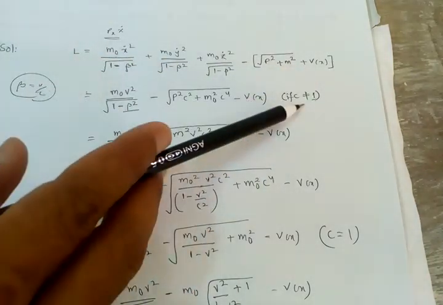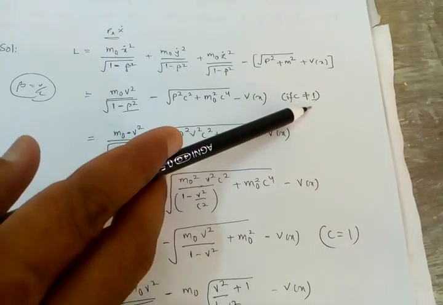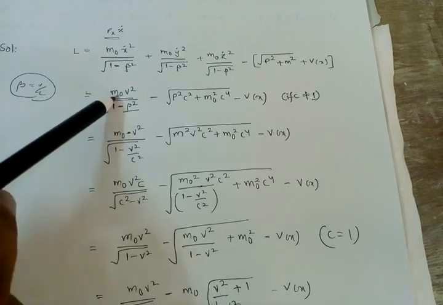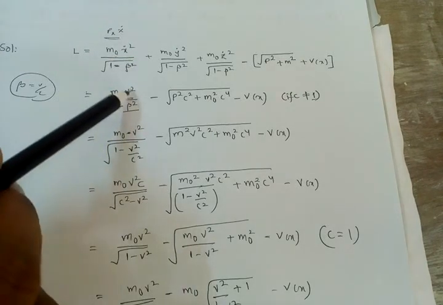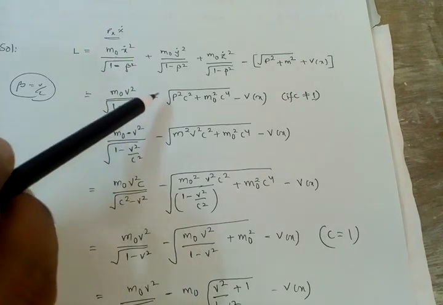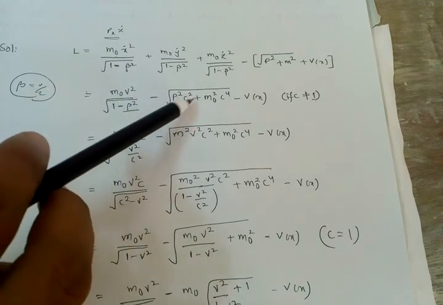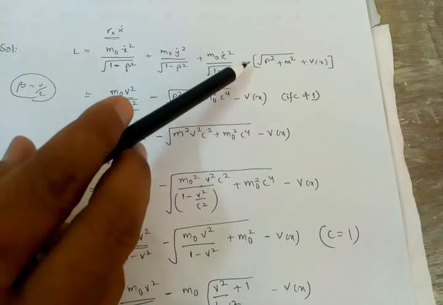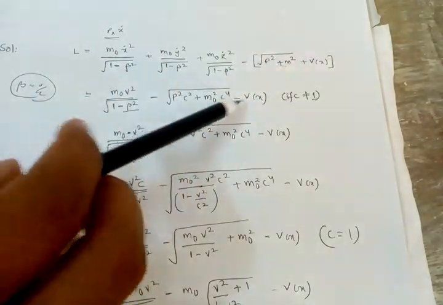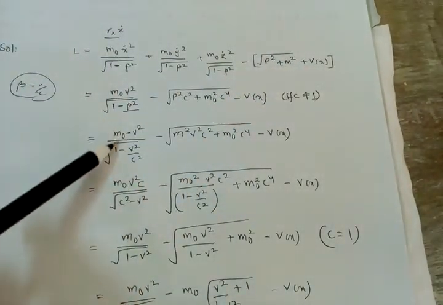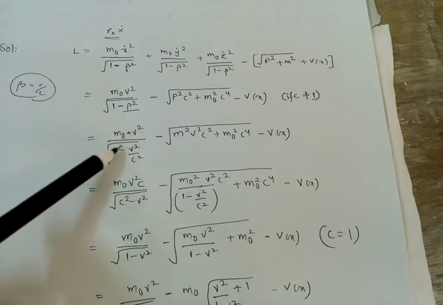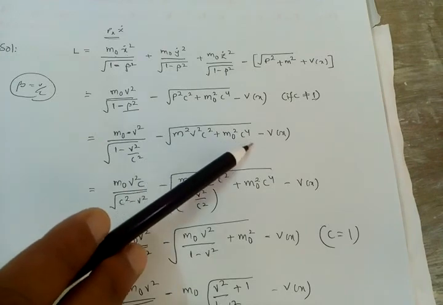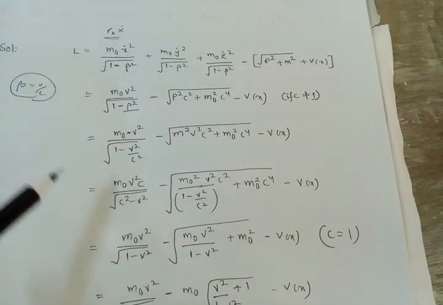If c is not equal to 1, then how is the formula? It is m naught v squared over the square root of 1 minus beta squared, minus the square root of p squared c squared plus m naught squared c to the power 4, minus V of x. So here, m naught v squared over the square root of 1 minus v squared by c squared, minus the square root of m squared v squared c squared plus m naught squared c to the power 4, minus V of x.